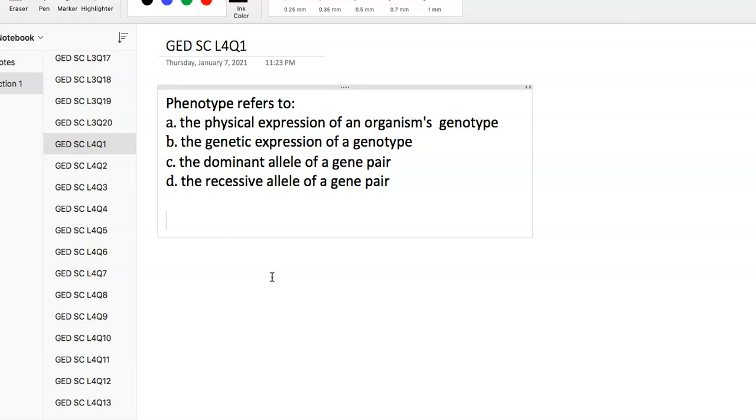Hey guys, welcome to GED Science Level 4 practice test. So this is the hardest practice test of the four. Level 1 is the easiest, and we kind of move all the way up through level 4.